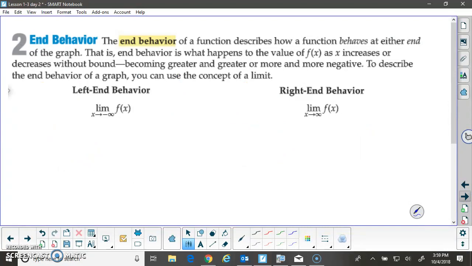And this is how we're going to write the left end behavior. We're going to use limits. And you can see for the left end behavior, you're going to say the limit of the function, and underneath that, you're going to have x with an arrow approaching negative infinity. What that means is go really far to the left on the graph. And this is how we're going to describe the right end behavior. We're going to say the limit of the function, and underneath that, you're going to have x with an arrow approaching positive infinity, because that means go really far to the right.